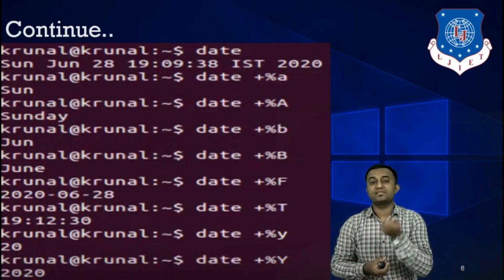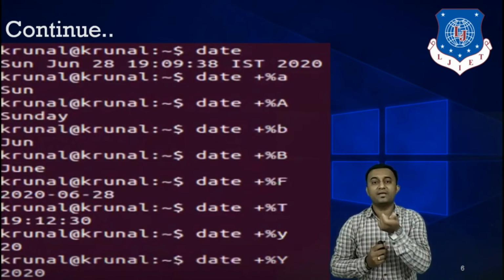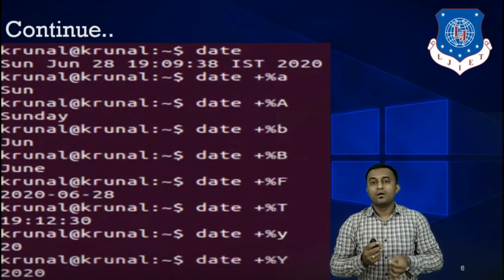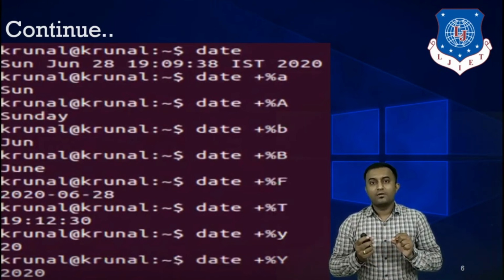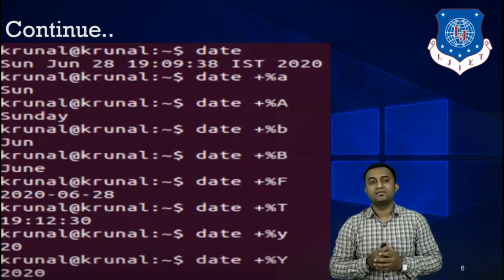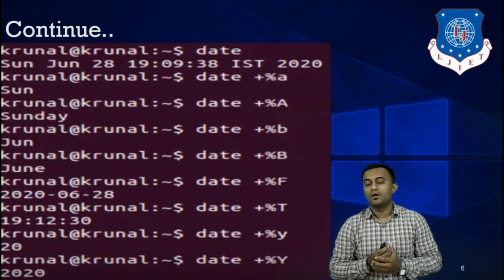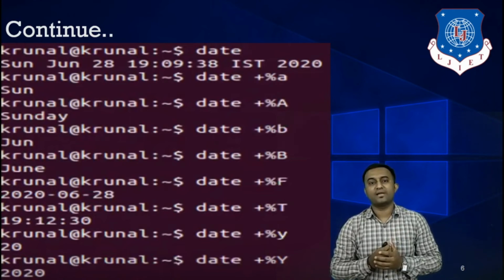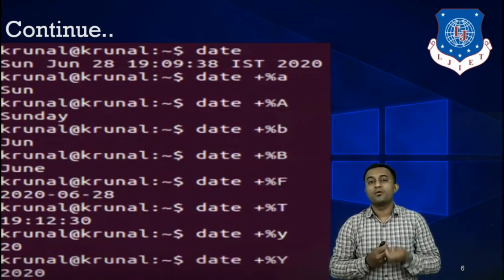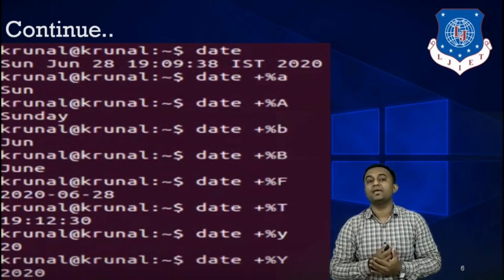So date space, suppose if I am writing like this, date space plus percentage small a. In that case, what will happen? It will display the current day in short form. So today is Sunday. So if you want to display only SUN, the short form of this particular day, you can display it like this. So date space plus percentage small a, you need to write.